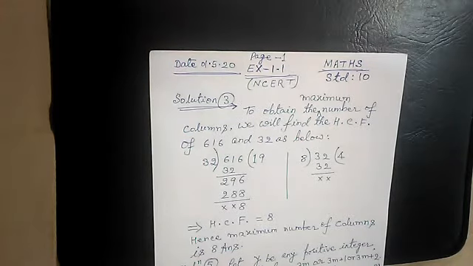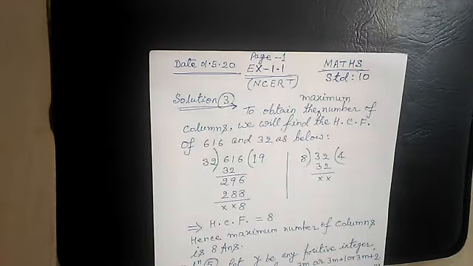I am also reading the question so that you can take it down. An army contingent of 616 members is to march behind an army band of 32 members in a parade. The two groups are to march in the same number of columns. What is the maximum number of columns in which they can march?